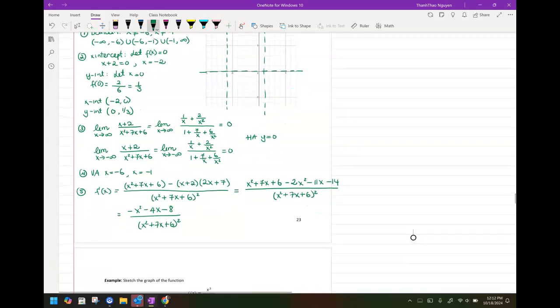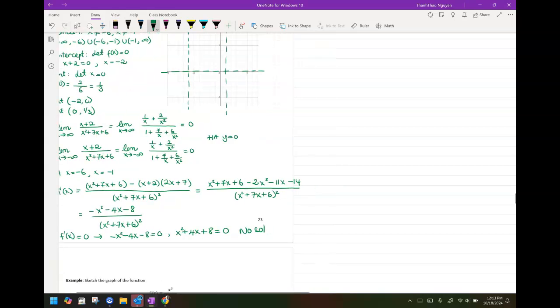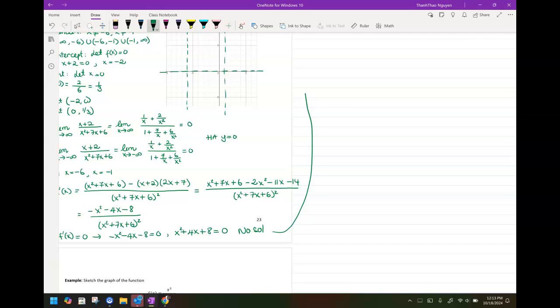Now to find the critical values, we let f prime of x equal to 0. This implies negative x squared minus 4x minus 8 equals 0. This means x squared plus 4x plus 8 equals 0. This is not factorable. It doesn't have a solution, so there is no solution here. This means our critical values are the values where the function is undefined, x equals negative 6 and x equals negative 1.